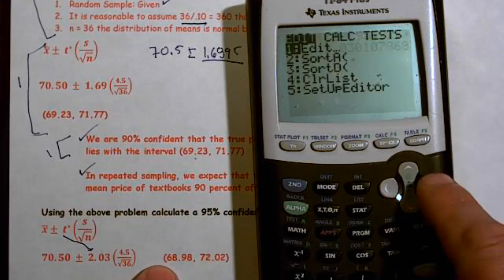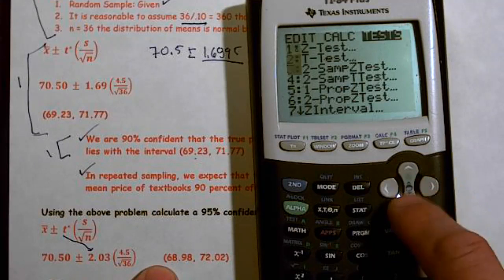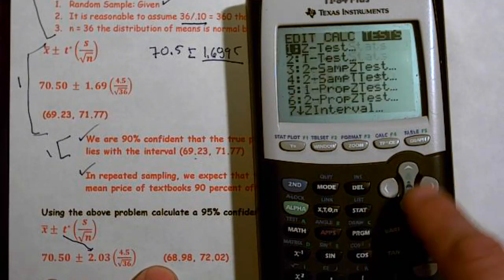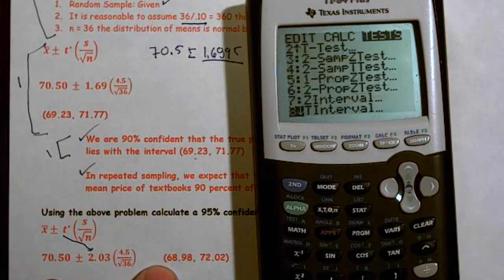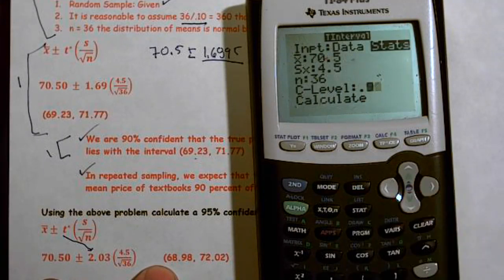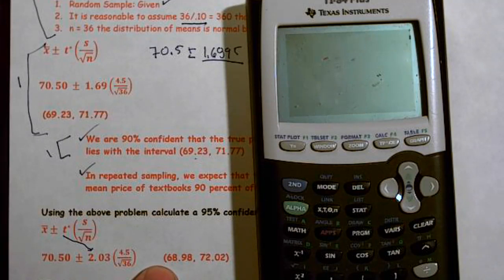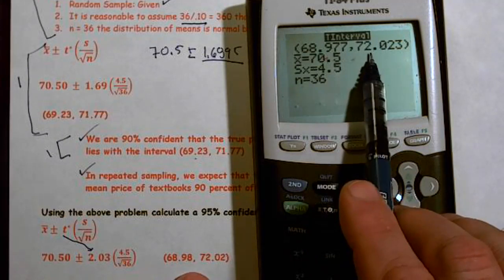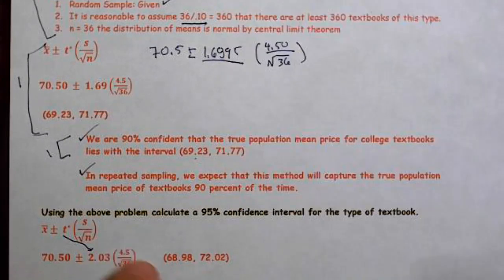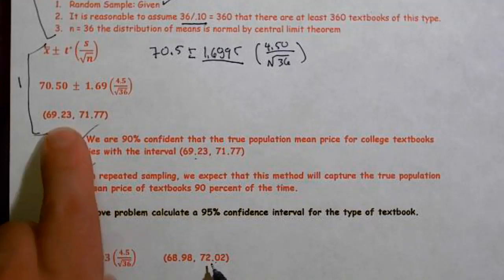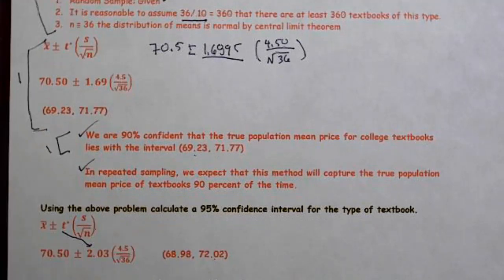And I need to run this, and I go stats, test, down to number 8, T interval, and I've got to change my confidence level to 0.95. And I end up getting 68.98 and 72.02. Notice this is a little bit lower and this is a little bit higher than what we had before. Why? Our confidence level went up.